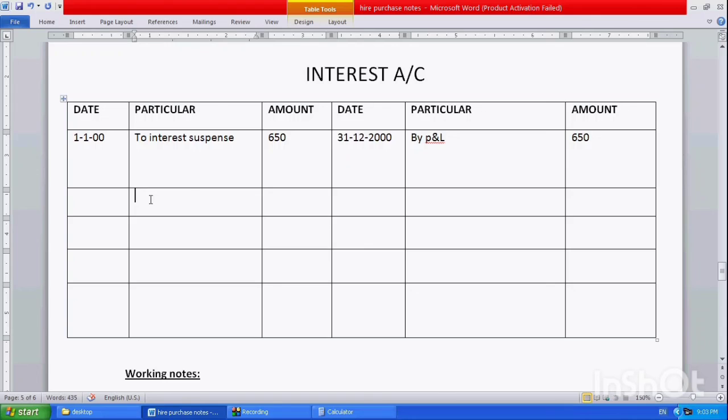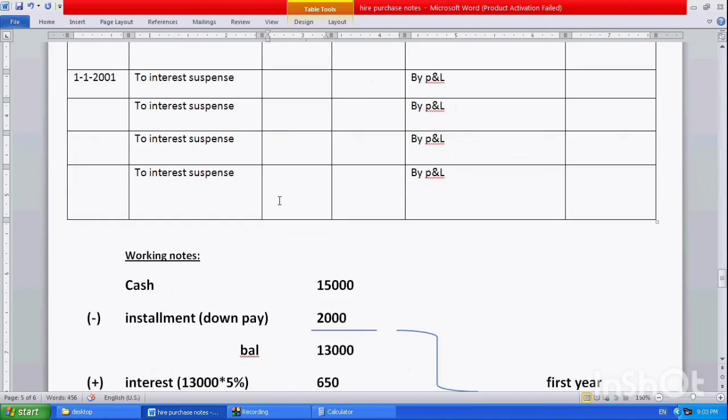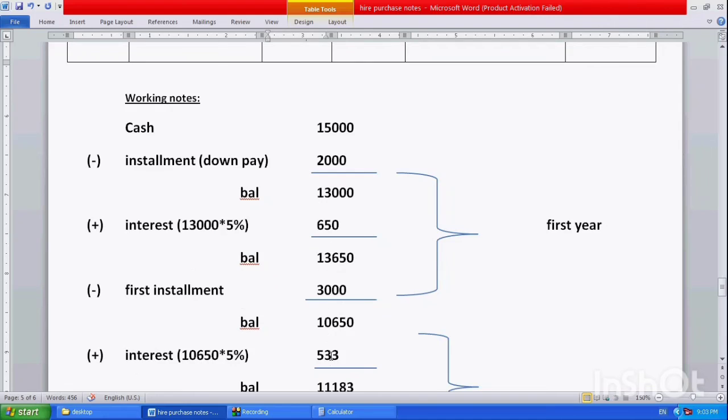Okay, the second year. Here we should not close the interest account. So no need to deduct anything, no need to calculate balance brought down, directly go with the flow. So first year, second year, third year, fourth year, fifth year. Debit side to interest suspense account, and credit side by P&L account. So 1st January 2001, 533.